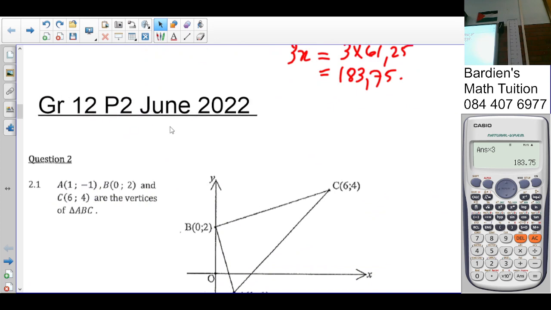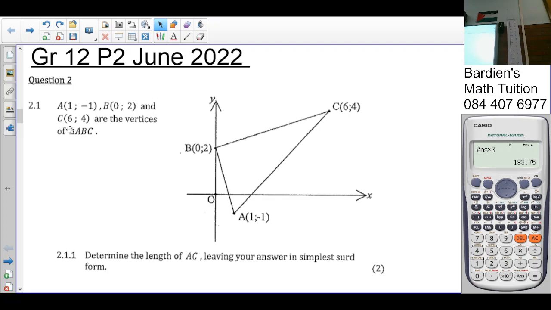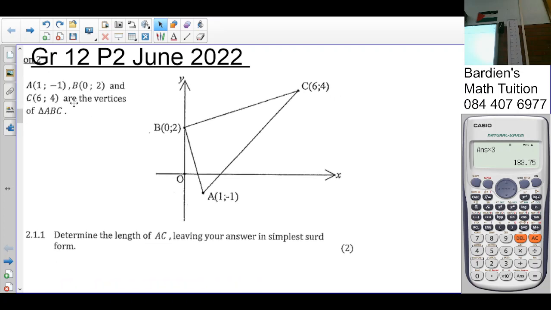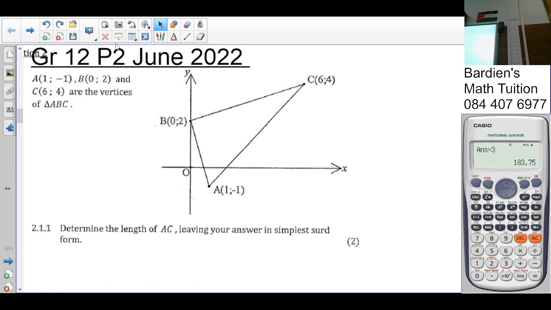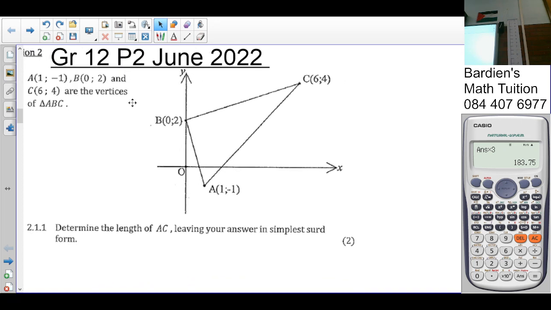So in question 2, we are told that A, which is (-1; 1), B, which is (0; 2), and C, (6; 4), are vertices of triangle ABC. Question 2.1.1 says, determine the length of AC, leave your answer in simplified surd form.